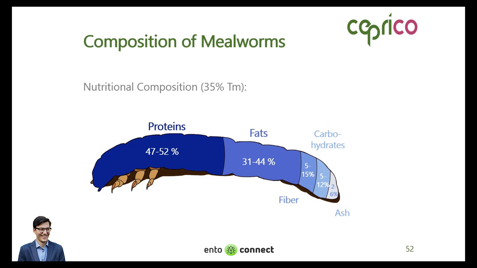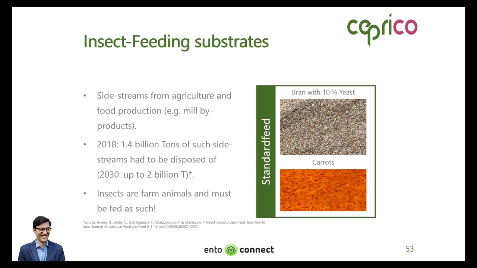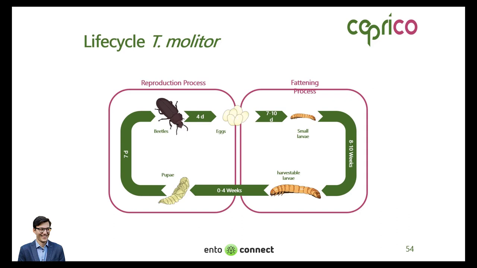Next slide, please. What is really interesting about the mealworm is that it can be used to upcycle side streams from agriculture and food production. And in contrast to the black soldier fly, they really like dry substrates. One standard feed, for instance, is wheat bran, and as a moisture source, you can use carrots. They can upcycle this into high-value animal proteins, which can be used for pet food and human food, of course. Next slide.